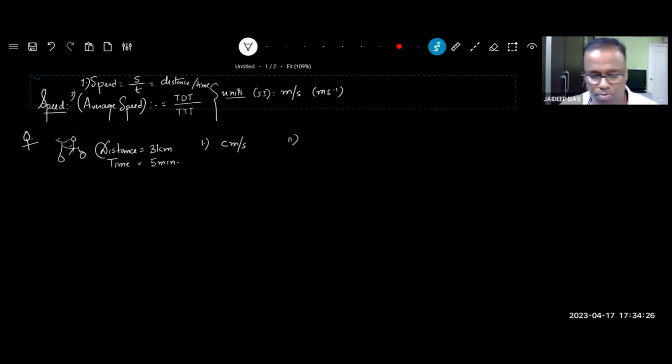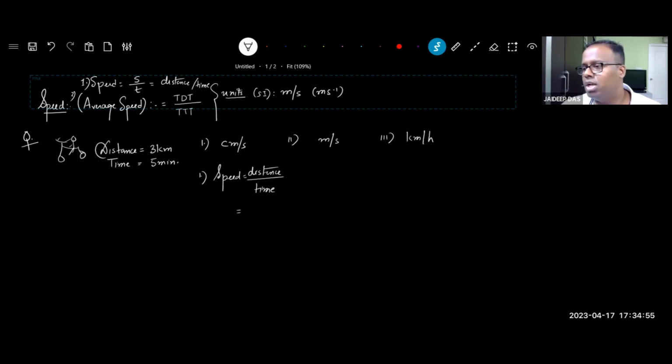We are asked to calculate his speed in centimeters per second. On the second option, we need to calculate the speed in meters per second. And on the third option, we need to calculate it in kilometers per hour. So this problem is going to test your conversion skill, right? Shall we start? Number 1. We are supposed to convert it to centimeters per second. So what is speed equal to? Speed is equal to distance over time.